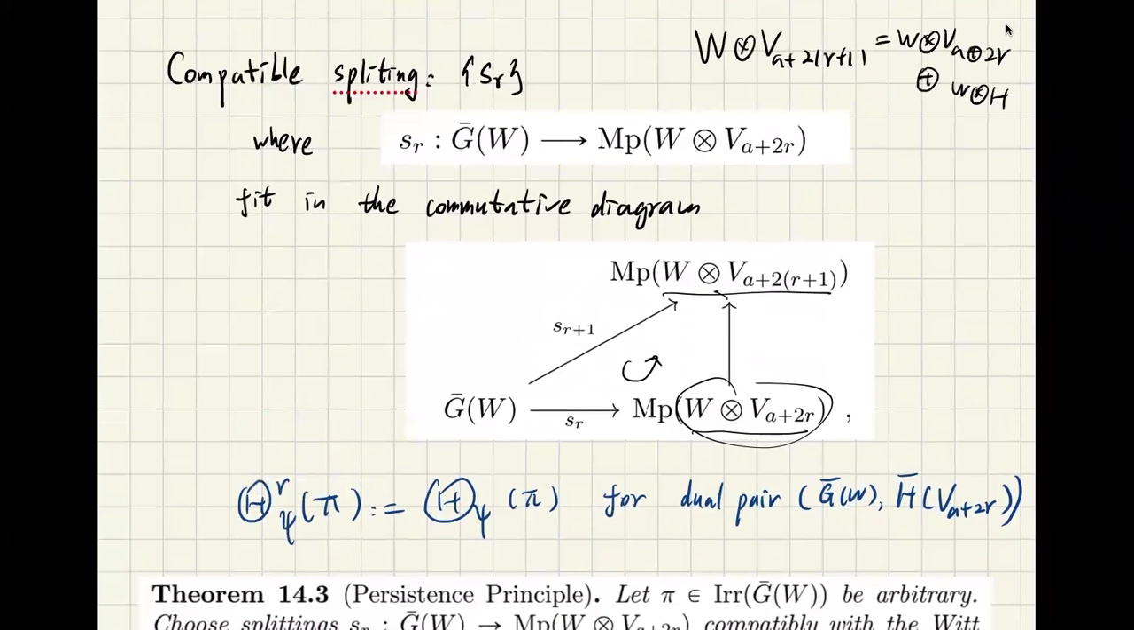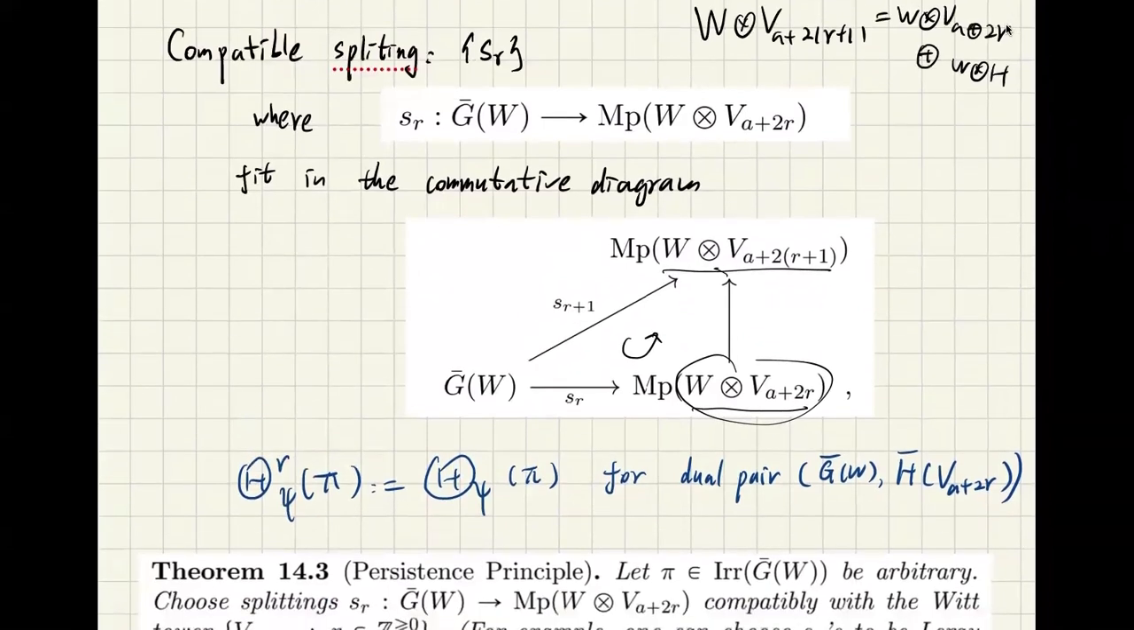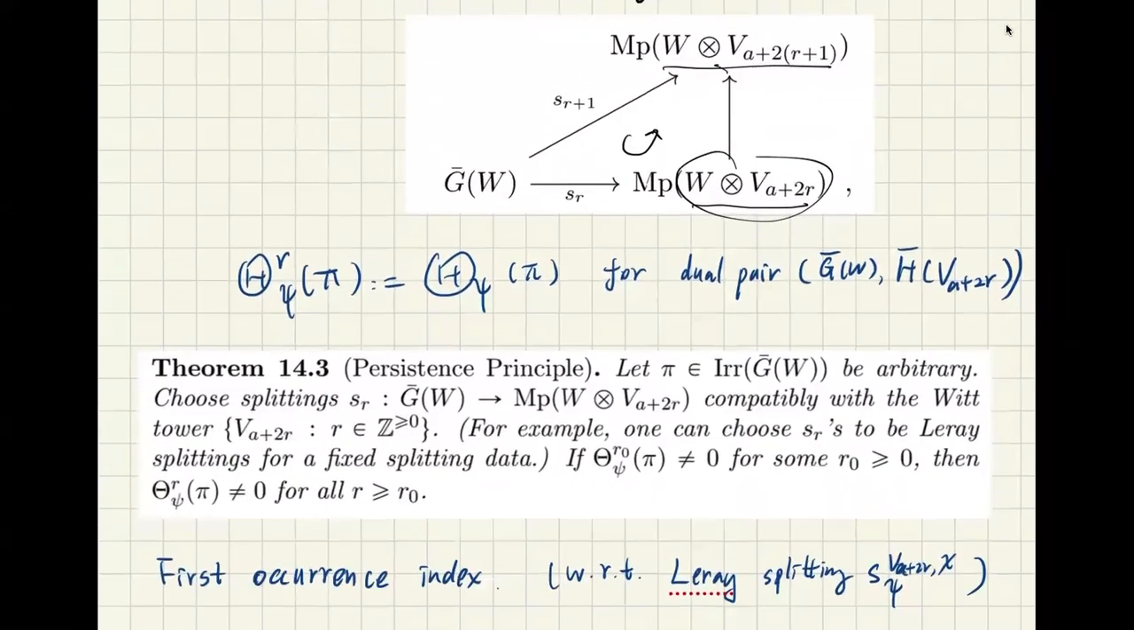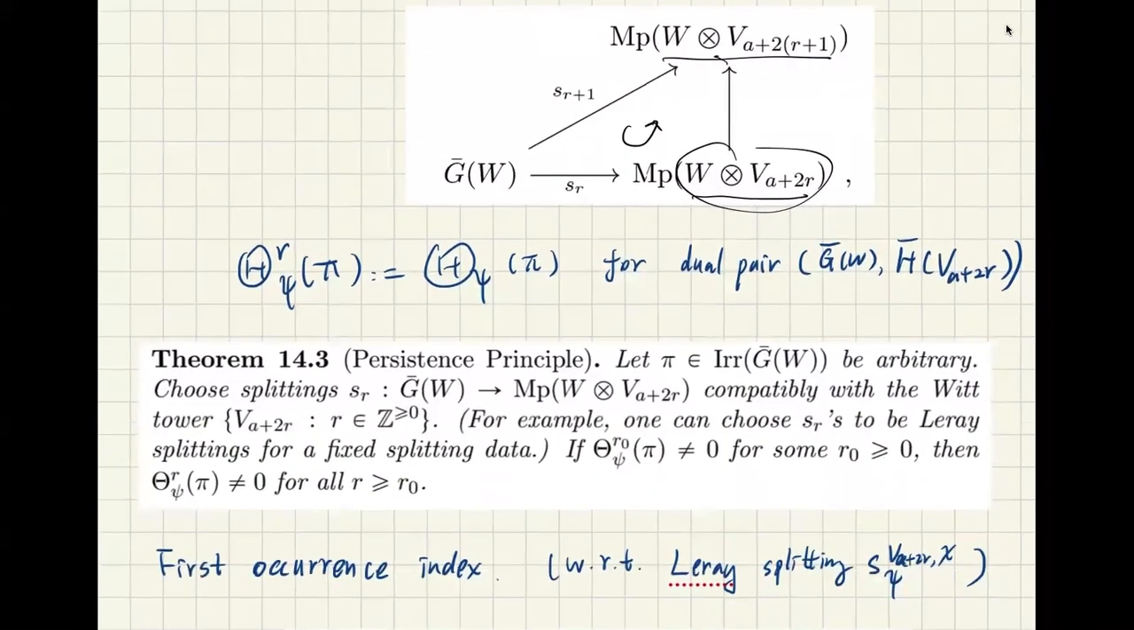Assume we have a compatible system of splittings. The obvious choice is to take the Kudla splittings, which are compatible with each other. This is also proved in GKT's book, though I think it has never been written carefully in the literature.